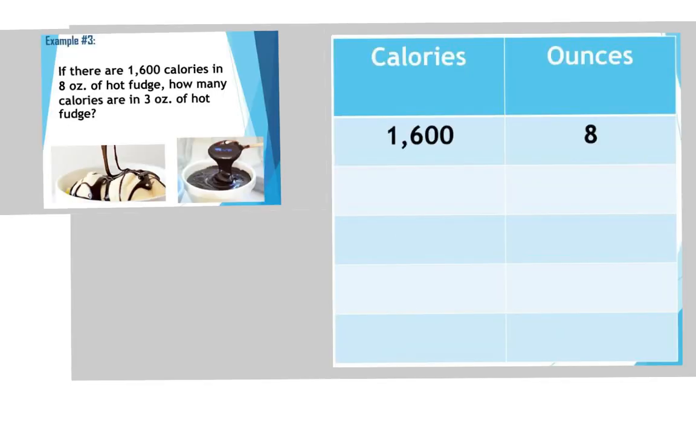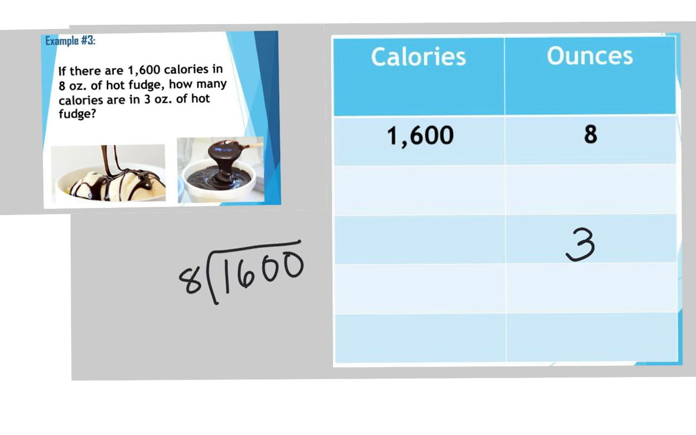All right, so sometimes we end up with bigger numbers. This one says if there are 1,600 calories in 8 ounces of hot fudge, how many calories are in 3 ounces of hot fudge? Well, I can fill in my 3 ounces over here. My problem is 8 does not go into 3 and 3 doesn't go into 8. So what I have to do with this one is actually decide how much is it per ounce. So I have 1,600 calories per 8 ounces.